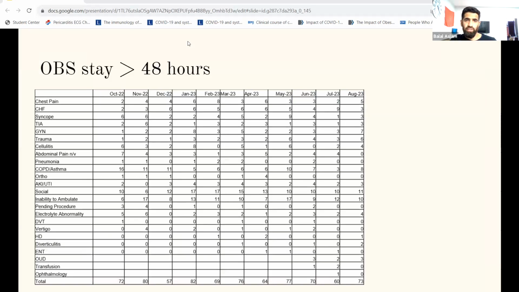This chart just shows which patients historically have stayed longer than 48 hours. And I think it's pretty obvious to see that the ones that usually stay a lot longer are the social patients and the ones who are on obs for inability to ambulate. And a lot of times this is just because it can take longer than 48 hours to get these patients placed in a SNF. Some of the lower length of stays are the more tried and true uses of the obs unit, like we talked about, like with chest pain, CHF, and syncope.